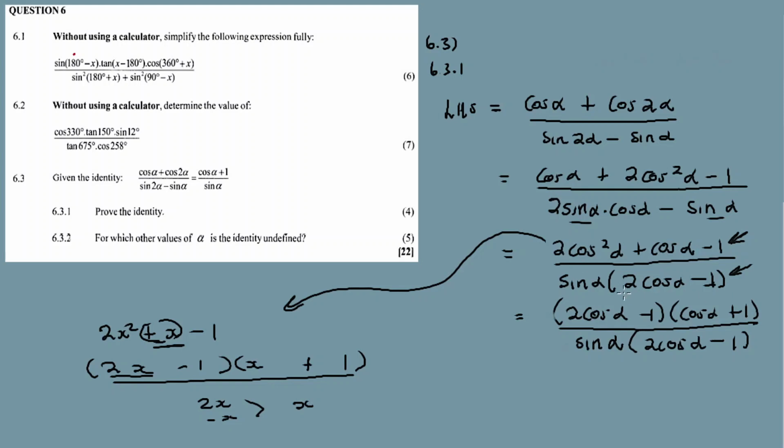So if I factorized and was left with this bracket, it means that when you factorize the trinomial, one of the brackets must be this 2 cos alpha minus 1. These cancel each other, leaving cos alpha plus 1 divided by sine alpha, which is equal to the right hand side. Now we have proved our identity.